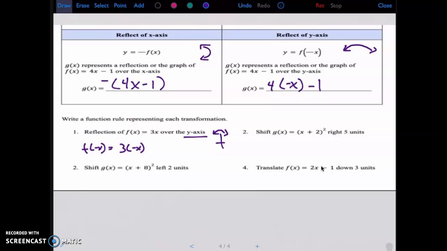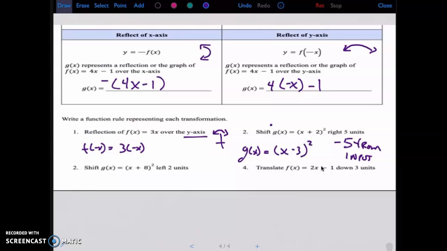So this is interesting because when you reflect it over the y-axis for this one, it's actually going to be the same as reflecting it over the x-axis. We're going to shift this one. We're doing number 2 now. We're going to shift this right 5 units. So if I want to shift it right 5 units, what I need to do to the input is subtract 5 from it. So I get g of x is going to equal x, subtracting 5 from 2, minus 3 squared.